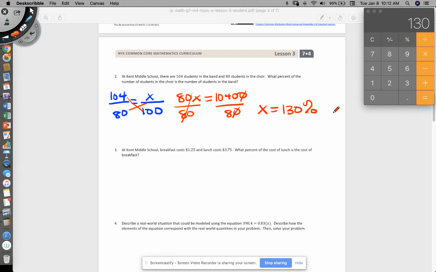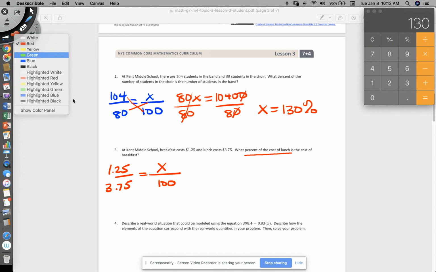At Kent Middle School, breakfast cost $1.25 and lunch cost $3.75. What percent of the cost of lunch is the cost of breakfast? So we're going to set up our comparison again here with line equals line, always over 100. So we're comparing the cost of lunch to the cost of breakfast. So we're going to go ahead and put $1.25 here, $3.75 here, and our X here. Now, how come I said it this way? I said it this way because it wants to know the percent of lunch. So the percent of lunch needs to be diagonal with the lunch price. All right, let's cross multiply here.